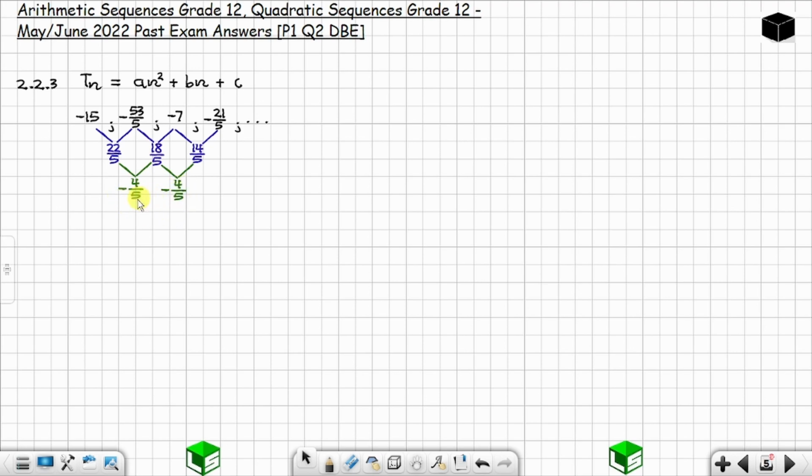You can see this is a constant difference: negative 4 over 5, negative 4 over 5, and so on. The second difference is constant. Okay, so since the second difference is constant, you can conclude that this is a quadratic number pattern because the second difference is constant.